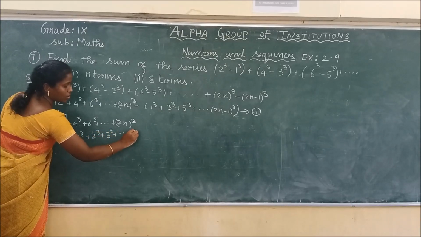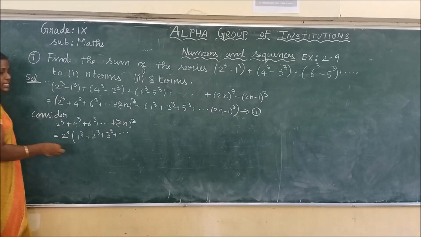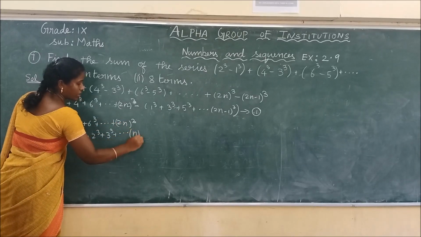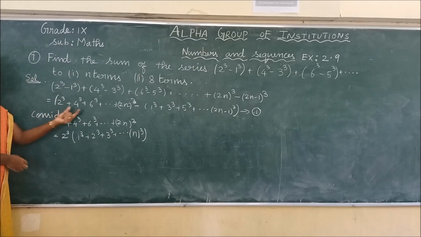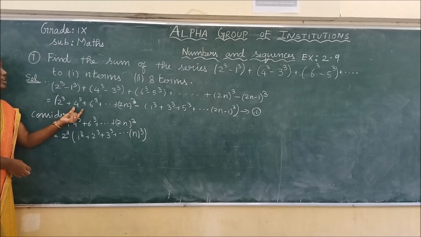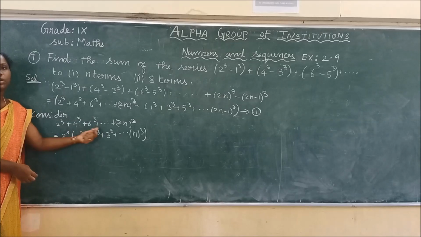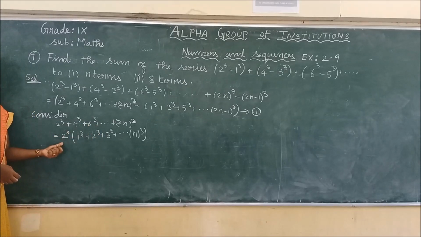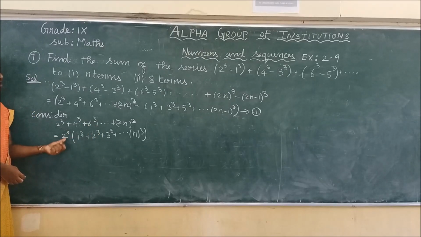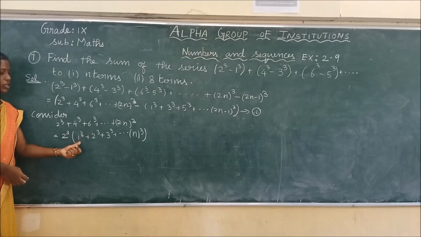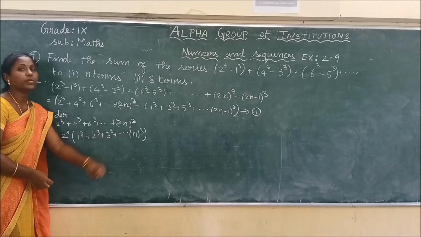etc. Here it will be what? 2 cube. I take 2 cube outside. So the remainder will be n cube. Okay, I am considering the first series here, and I find that we have only the even numbers, that is, multiples of 2. So I am taking the multiple of 2 outside with 2 cube. So the remaining part of the series will be 1 cube plus 2 cube plus 3 cube up to n cube.